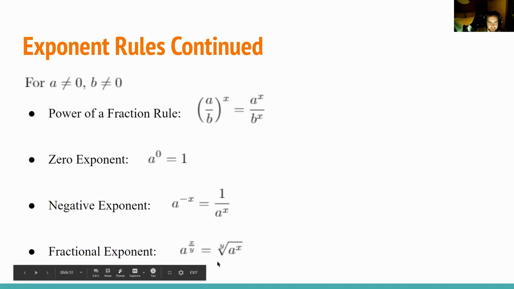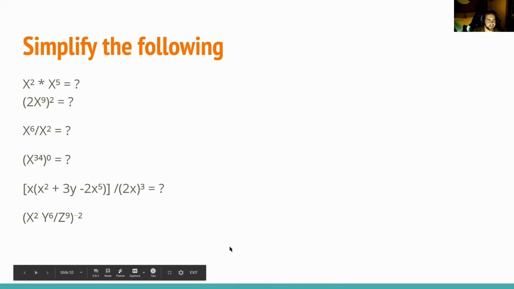So if you have a negative power, it becomes 1 over a to the x. And then the fractional exponent is as such. We have x as the numerator. That becomes the exponent of a. But then if it's divided by y, you have to do the root of y. And then simplify these.